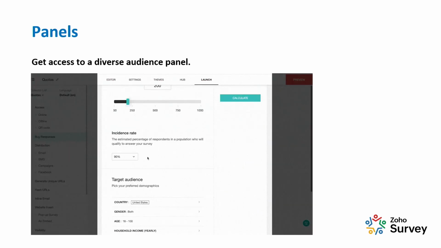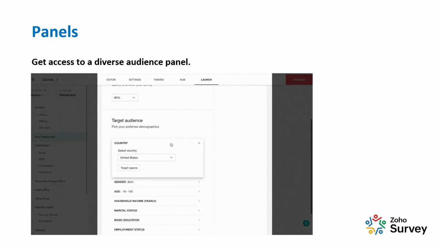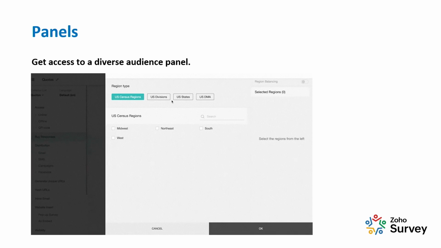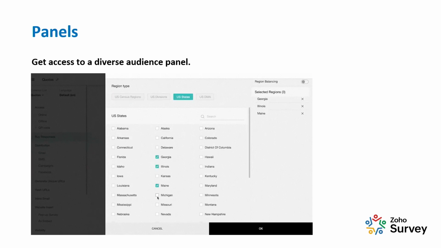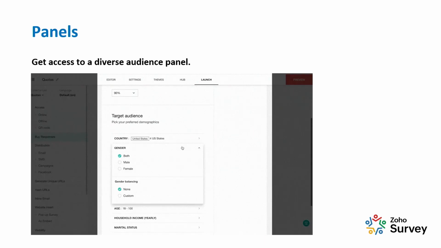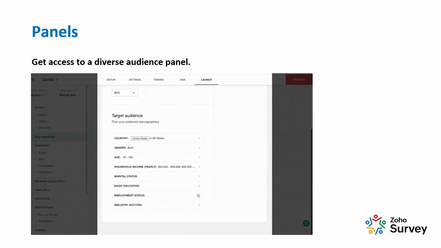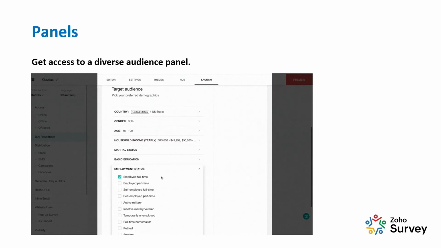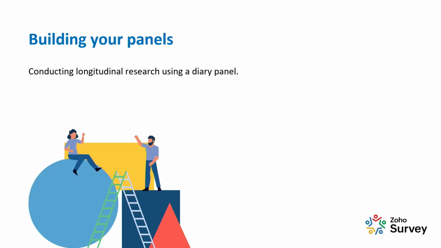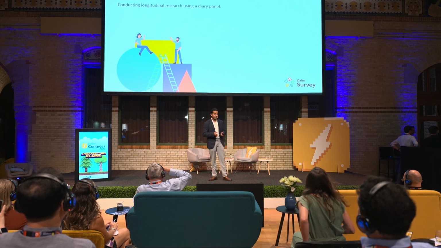Sometimes you might not have the time to find your own audience. And that's why we provide access to an audience panel. All you have to do is enter the demographic specifications, enter the number of responses you want, and once the purchase is done, we collect the responses for you. But let's face it, this might not be enough. Sometimes you would need to make your own panel.